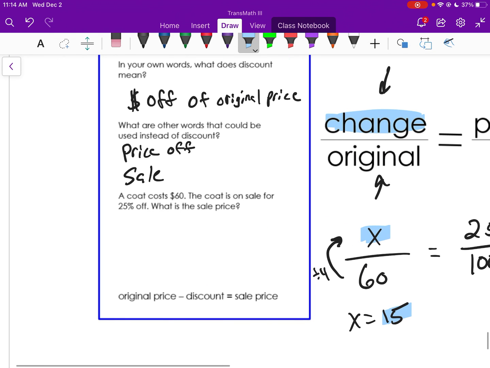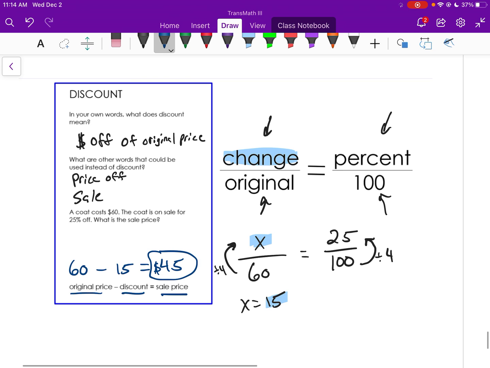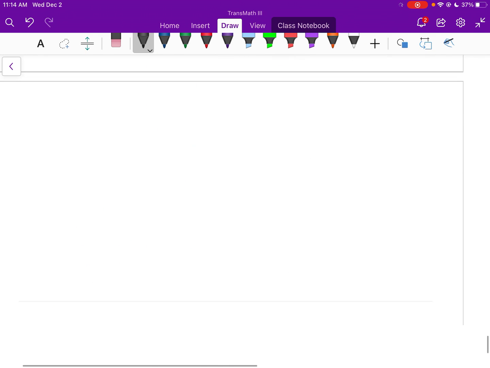And if the original price was $60, here we've got a nice equation to help us figure out sale price. The original price was 60. My discount was 15, so the sale price will be $45 in this case. So the big thing is you need to know this setup: the change in price over the original price is equal to the percent over 100.